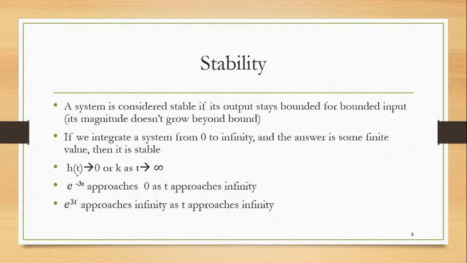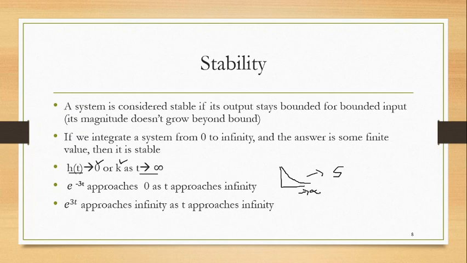Again, if we have some impulse response of the system, and when we increase the time, as t approaches infinity, the response either approaches 0 or approaches some constant k, we say that the system is stable. Fine, because it is approaching a certain value, it is not growing beyond limit. For example, if we plot e power minus 3t, we will have a decreasing exponential. So this is an example of a stable system, because it is decreasing as we approach infinity.